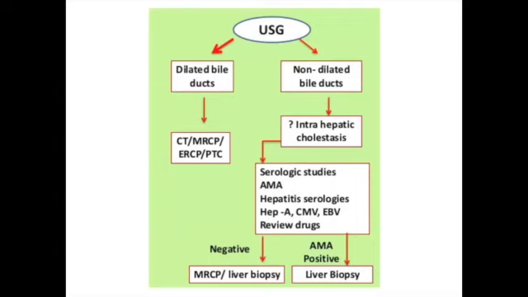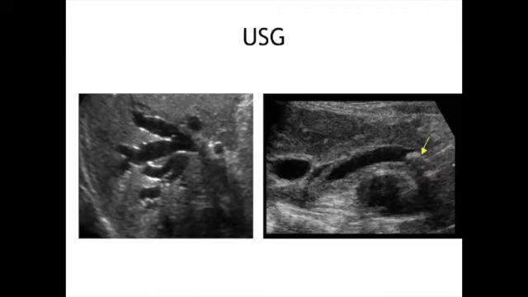You have to do the serologic studies like AMA, etc., for the viral hepatitis markers or the chronic active hepatitis markers. You have to look for the drug history, review drugs which can cause intrahepatic cholestasis. If everything is negative, you can order an MRCP or liver biopsy. If AMA is showing positivity, you can do a liver biopsy.